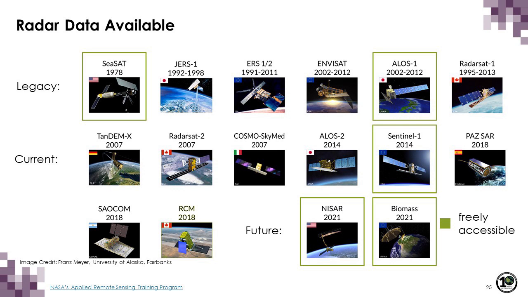There are also future satellites coming up. NISAR is a NASA and Indian Space Agency collaboration. It's an L-band and S-band SAR sensor. There's also BIOMASS, a European Space Agency P-band sensor. And therefore, these are very exciting times, not only now that we have Sentinel-1 C-band SAR data freely and openly available, there are also upcoming satellite radar data sets that will be openly available.